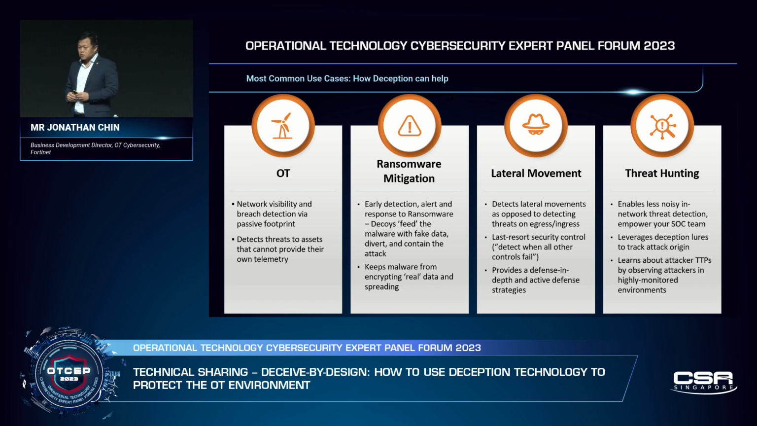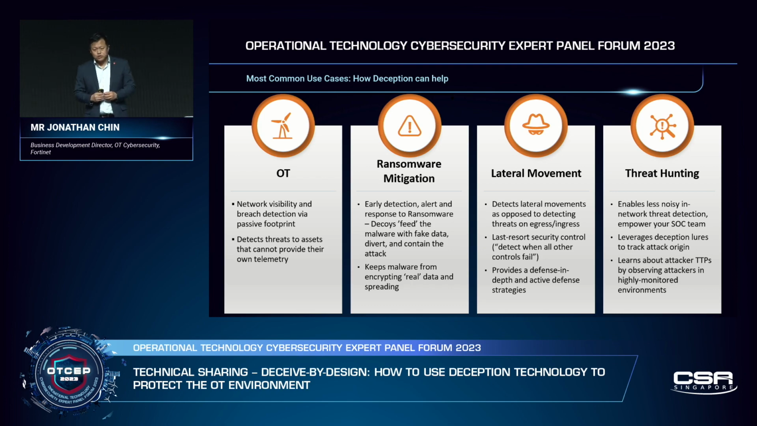So what are the most common use cases? Well, we talked about it earlier on, but let me crystallize it a little bit. In OT systems, it gives you a lot of network visibility and breach detection via a very passive footprint. So it's not intrusive, it's not active, it's passive. You can detect threats to assets that don't provide their own telemetry.